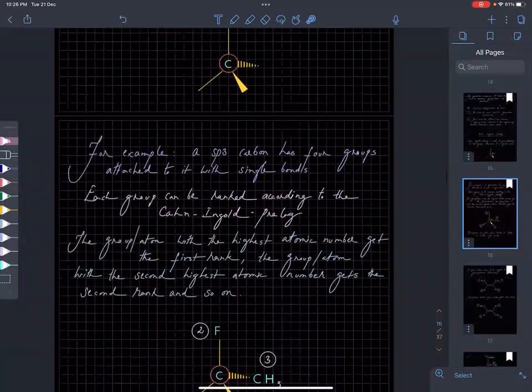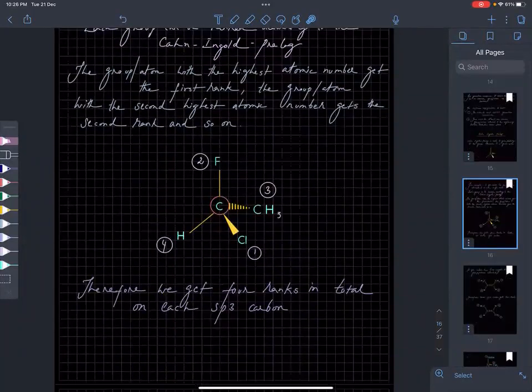Atomic number. For example, here one hydrogen is attached, one chlorine is attached, one carbon is attached, and one fluorine is attached. So the atom or group with the highest atomic number will get the first rank. So here chlorine will get first rank. Then comes fluorine. That's why fluorine will get second rank. Then comes carbon. Carbon will get third rank. Then comes hydrogen. Hydrogen will get fourth rank. Are you understanding?